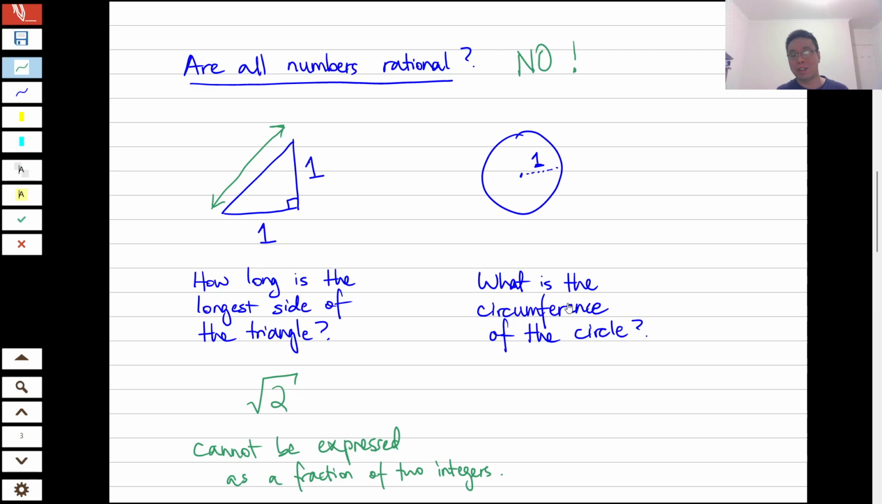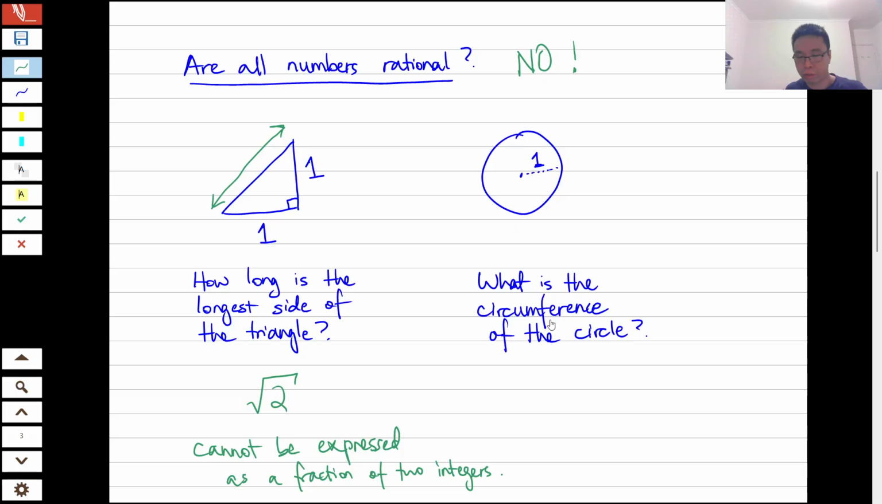Now, let's look at this second example. This is one that you have seen before. You've seen a circle. You can pick up a compass. You can draw a circle. The question is, how far is it to go round the circle once? How long is the perimeter or the circumference of the circle?